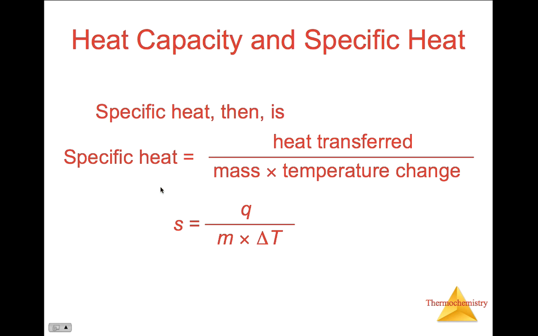And this equation right here is on your periodic table that's given to you on all the tests and quizzes, except it's in a little bit different form. We actually take m times t and bring it over to the other side, and it's Q equals m times s times delta T.